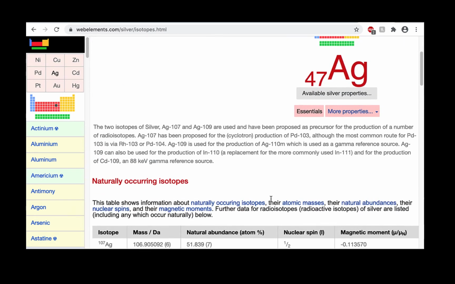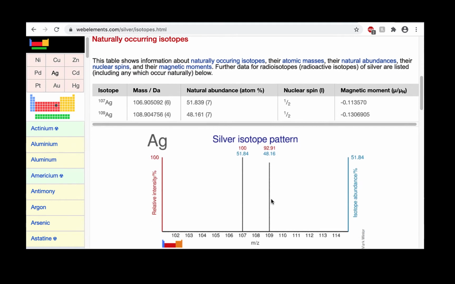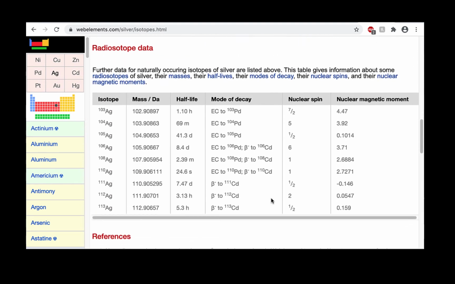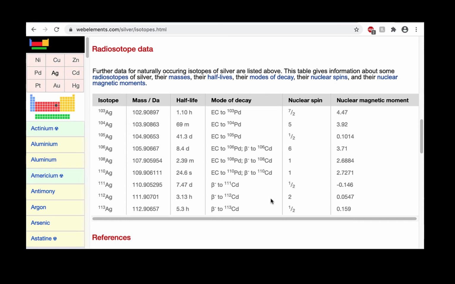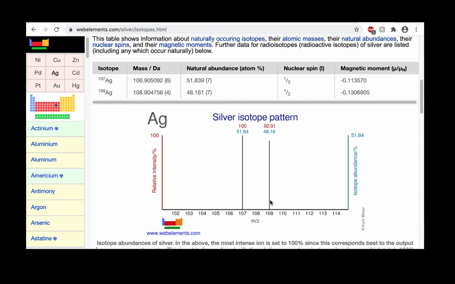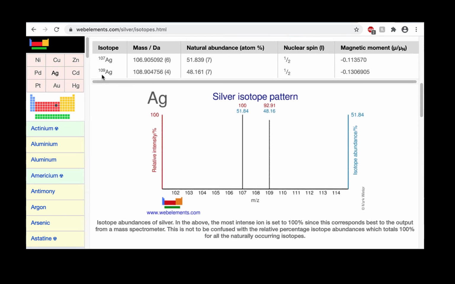So this shows right here the naturally occurring isotopes. These are stable isotopes. If you're interested in radioactive isotopes, then just scroll down a little bit more and it will show you information about the radioactive isotopes. We're going to focus on the stable isotopes for today. So I want you to notice that we have two stable isotopes, silver 107 and silver 109. Their masses are listed right here, and those masses are listed in Dalton units, which is the same thing as atomic mass units, which is equivalent to grams per mole.